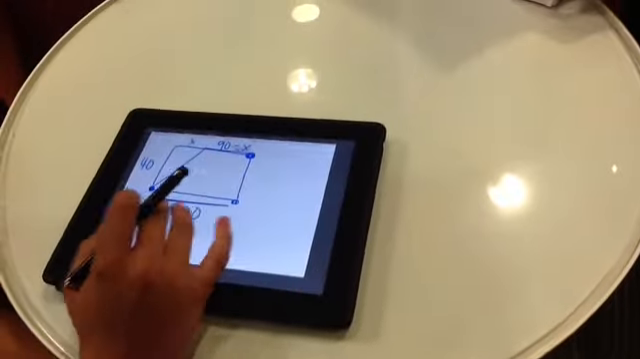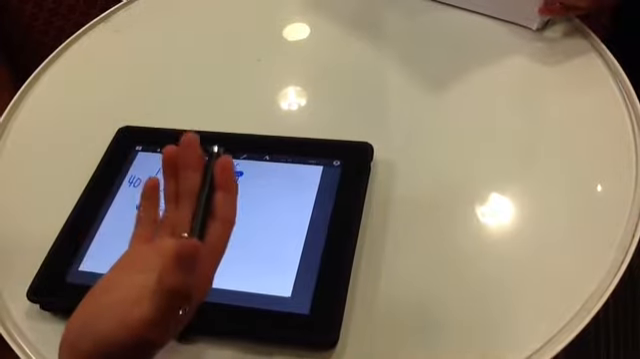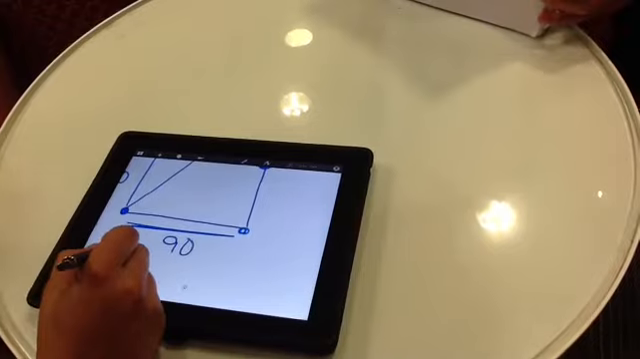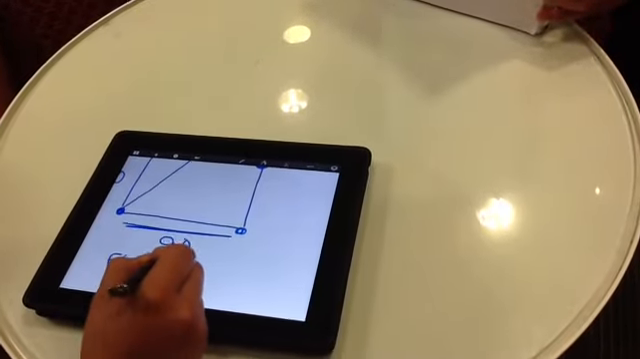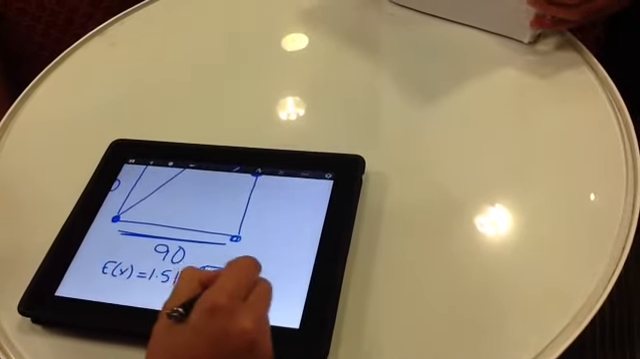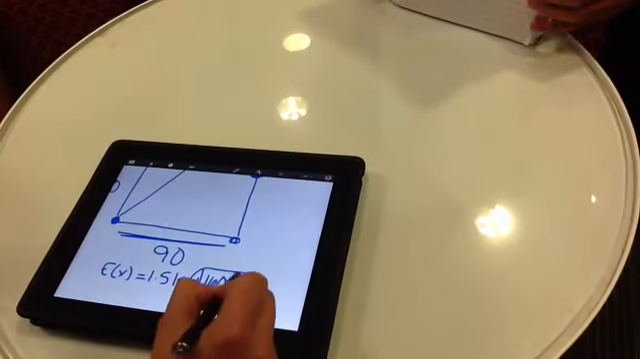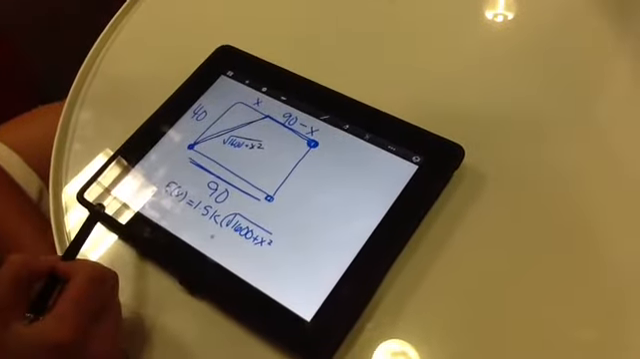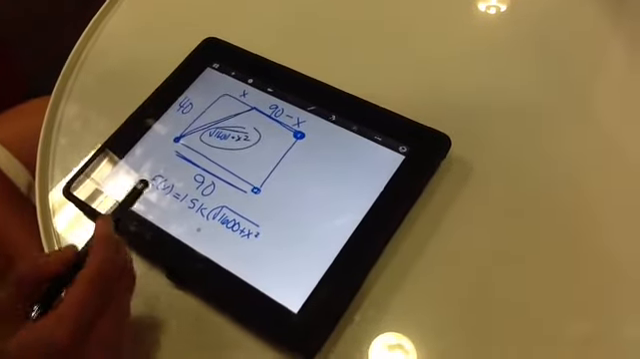So our next step would be to set up an equation relating her distance and her energy conservation. So we can say that E of x equals 1.5 k times the square root of 1,600 plus x squared. Okay, so we found this length using the Pythagorean theorem. So we end up with the square root of 1,600 plus x squared.